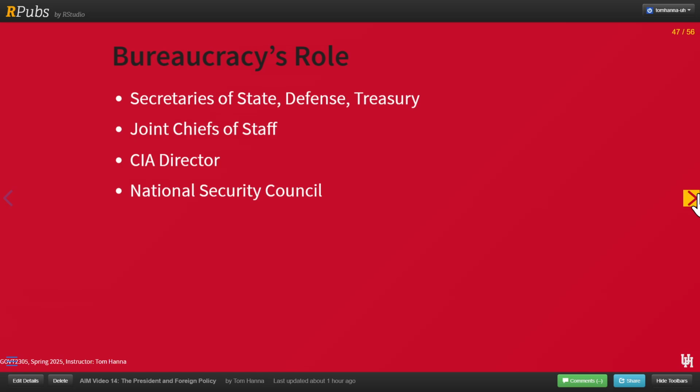The bureaucracy, their role is developing the information that the president has to make decisions. The major people involved are the secretaries of state, defense, and treasury, and all the people that work for them.